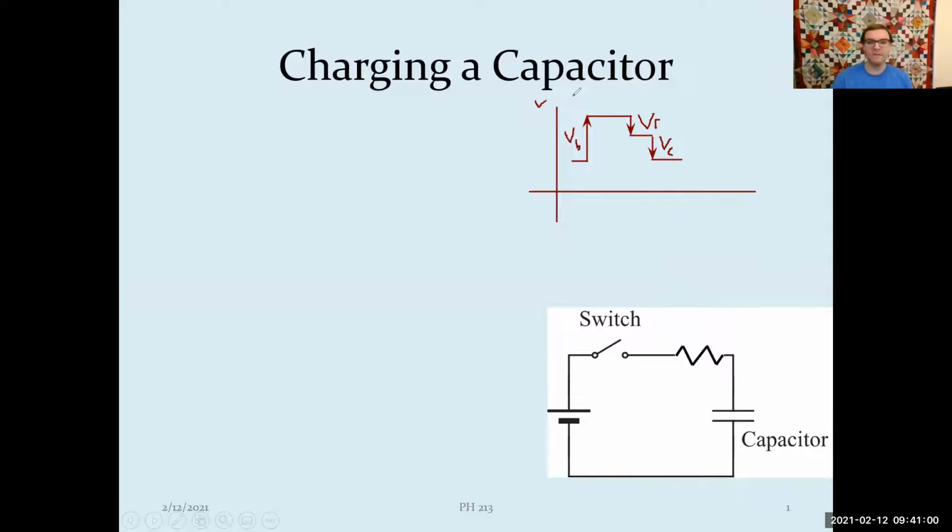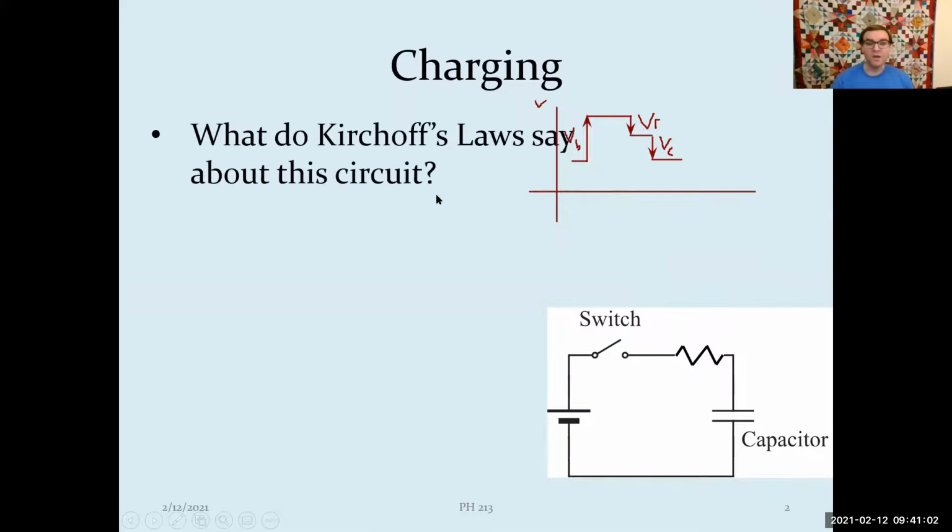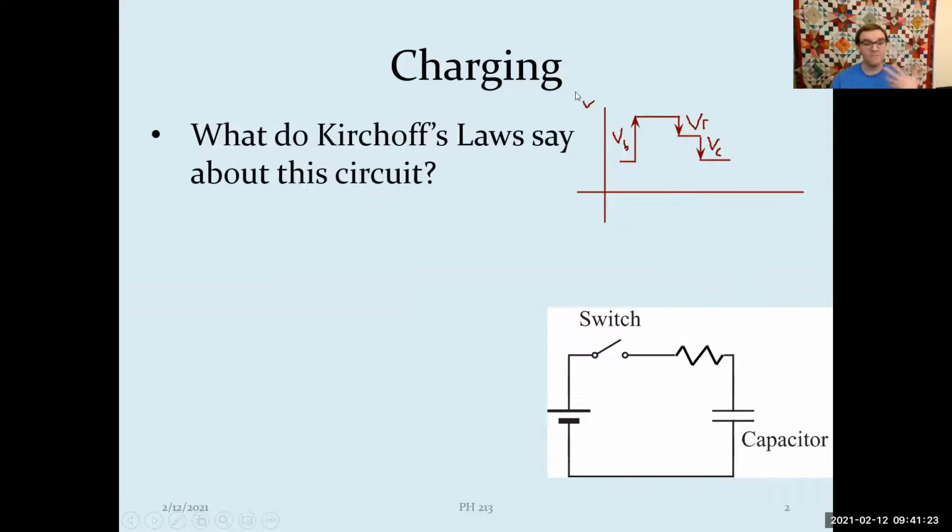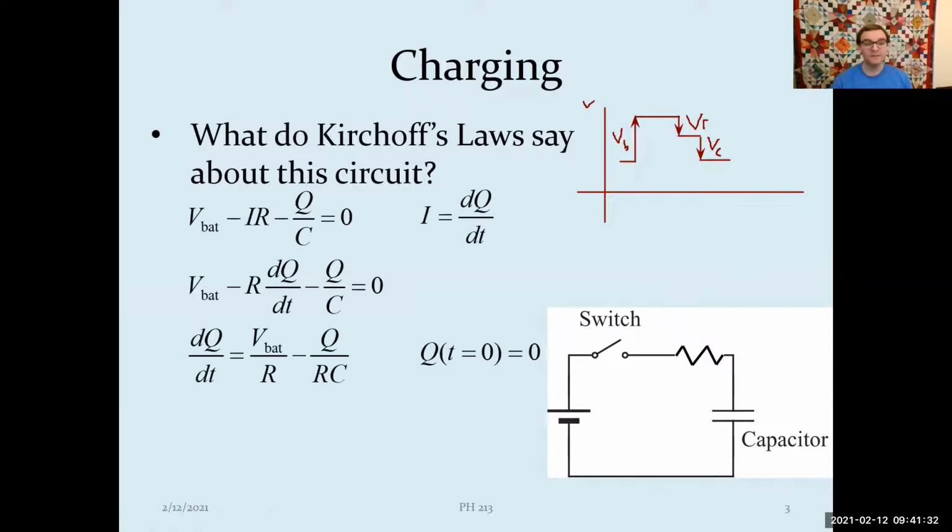Okay, that's what our voltage diagram looks like. The next question that I want to answer here is, what do Kirchhoff's laws have to say about the circuit? If I were to throw the junction and the loop rules at this circuit, what is it going to do? And I can be guided by my voltage diagram here, right? I already know that I'm going to need to add up these three voltages to get 0 because I'm going around a complete loop. And I also know from what we've done over the last couple of weeks an expression for the voltage of the resistor and an expression for the voltage of the capacitor.